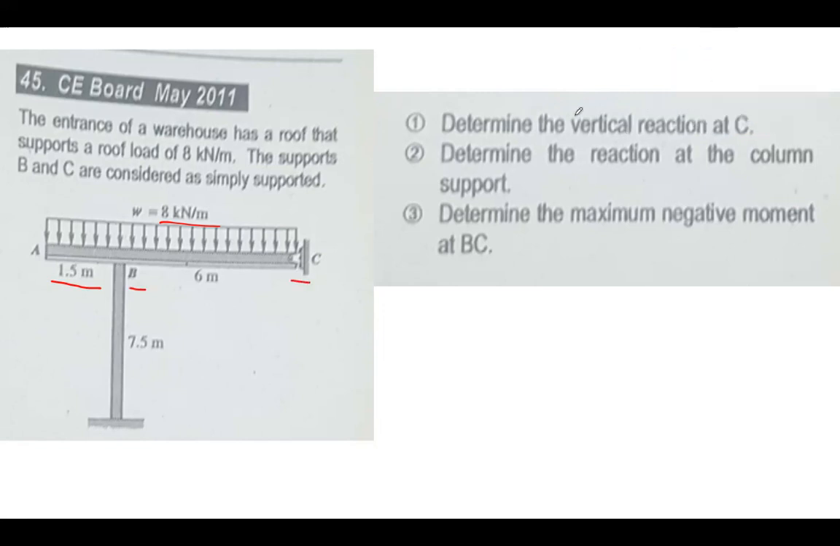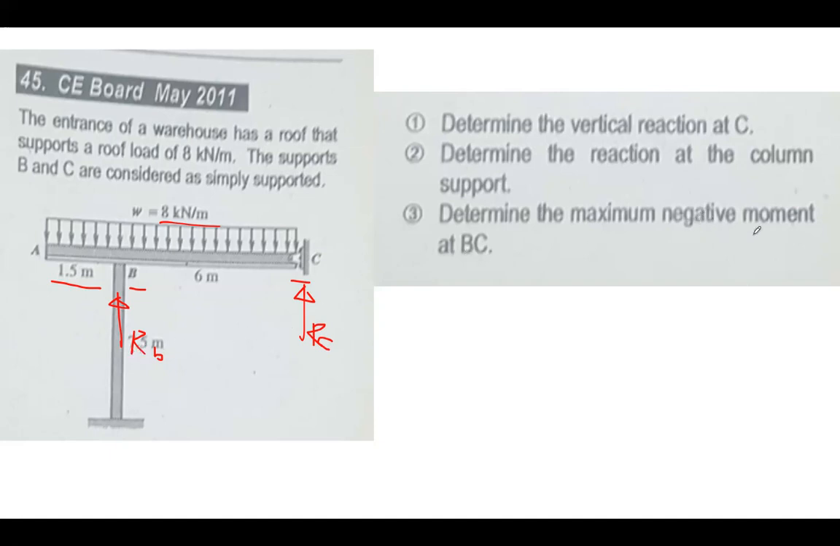Okay, so the question is, first, to determine the vertical reaction. So what would be the vertical reaction at C? Obviously, there's no horizontal reaction. There is no horizontal applied load on the beam. Okay, so you have RC. And then you are going to determine the reaction also in the column support, which is here, RB. Number two, determine the reaction at the column. So first reaction at C, then reaction at the column at B.